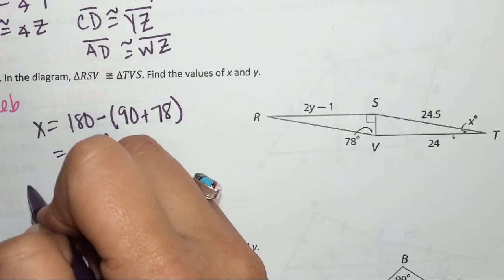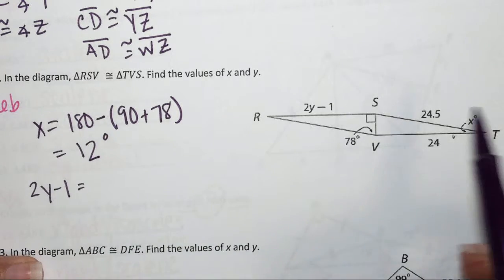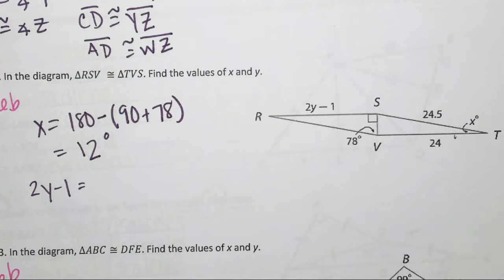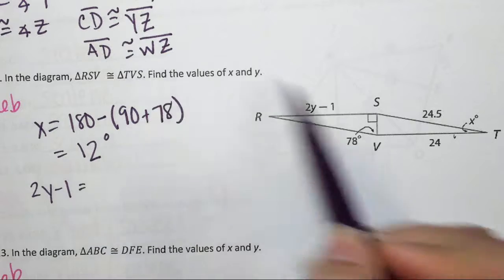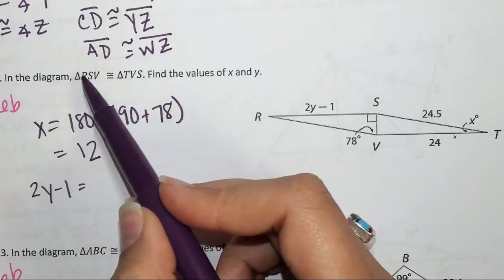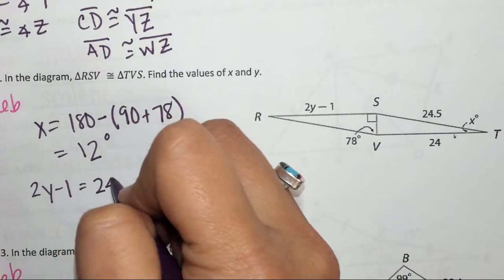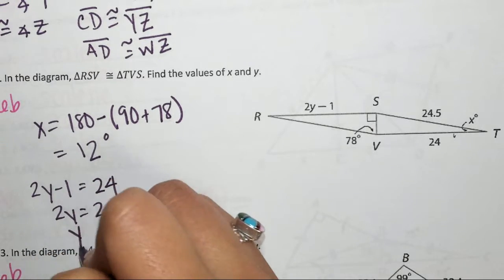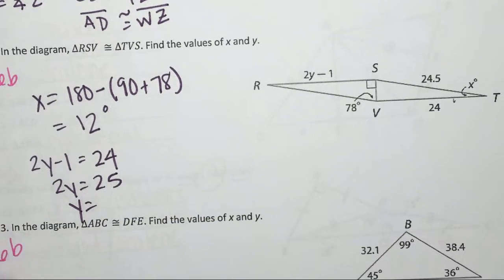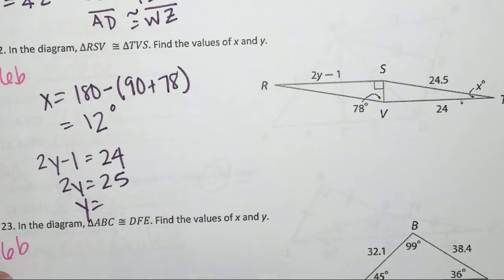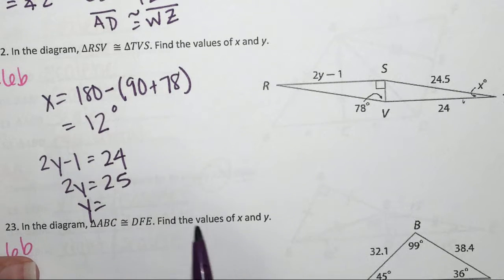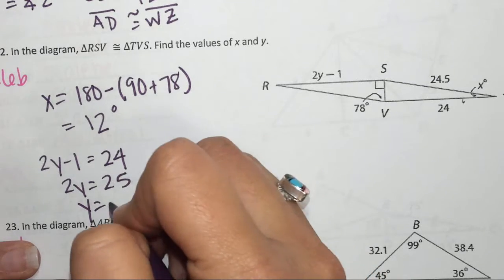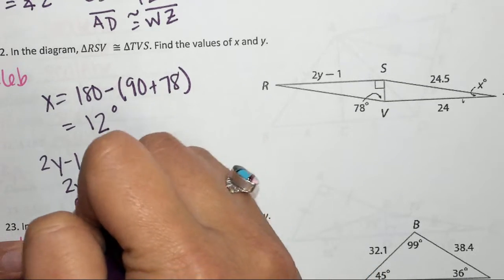Now, would I set 2y minus 1 equal to 24.5 or 24? Why? RS is congruent to TV, right? RS is congruent to TV. We would set it equal to 24. So then we would add 1, divide by 2. So what's y? What's 25 divided by 2? 12.5. That is not that complicated.